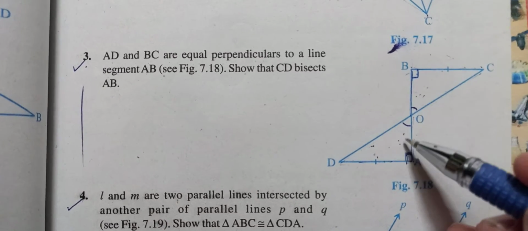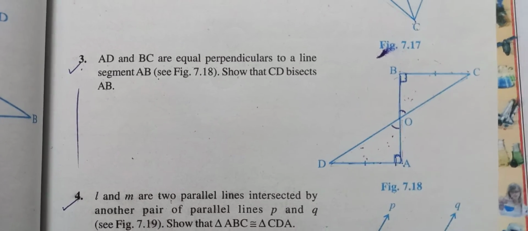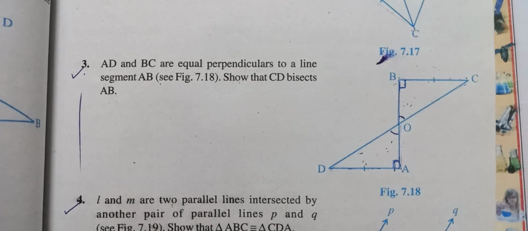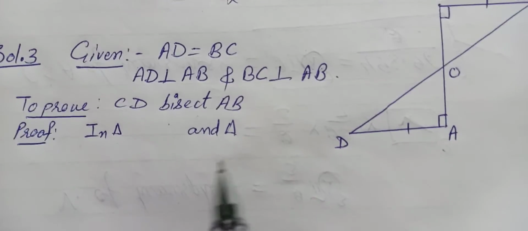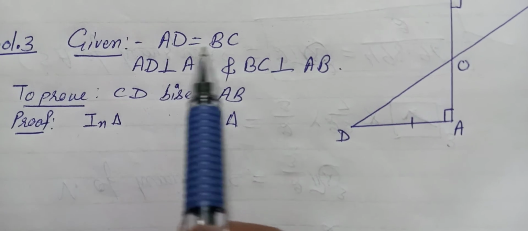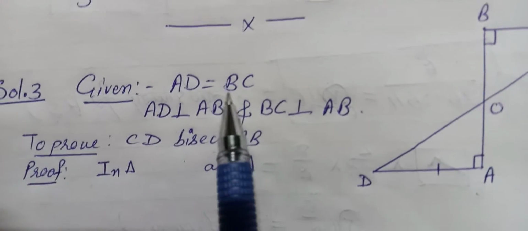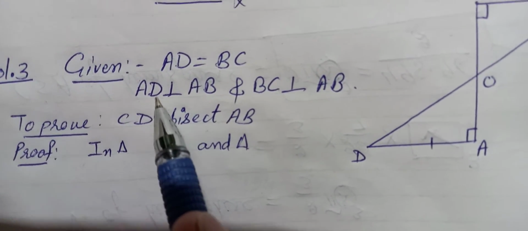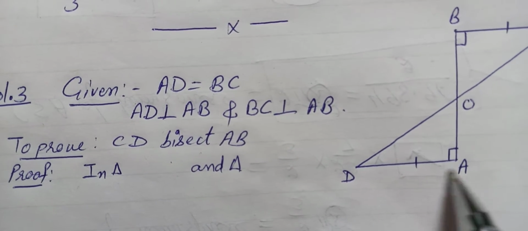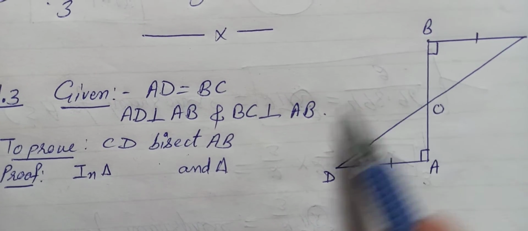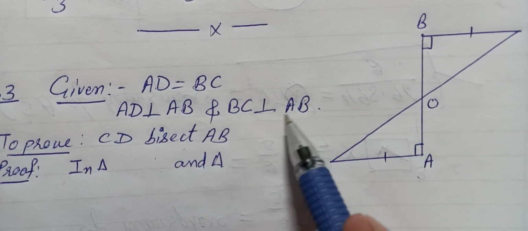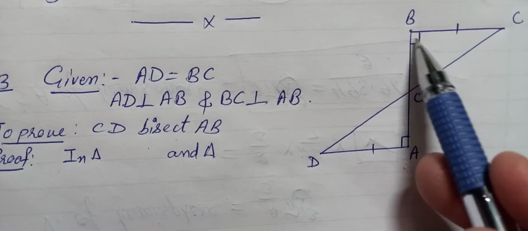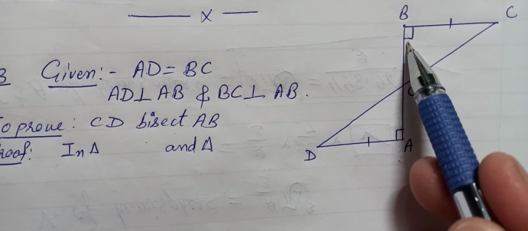So to make these two triangles congruent, we first of all write the given things in our notebook. So the given things are, students, AD is equal to BC. This is given. The second thing given is that AD is perpendicular to AB. Next is BC perpendicular to AB. This is also given.